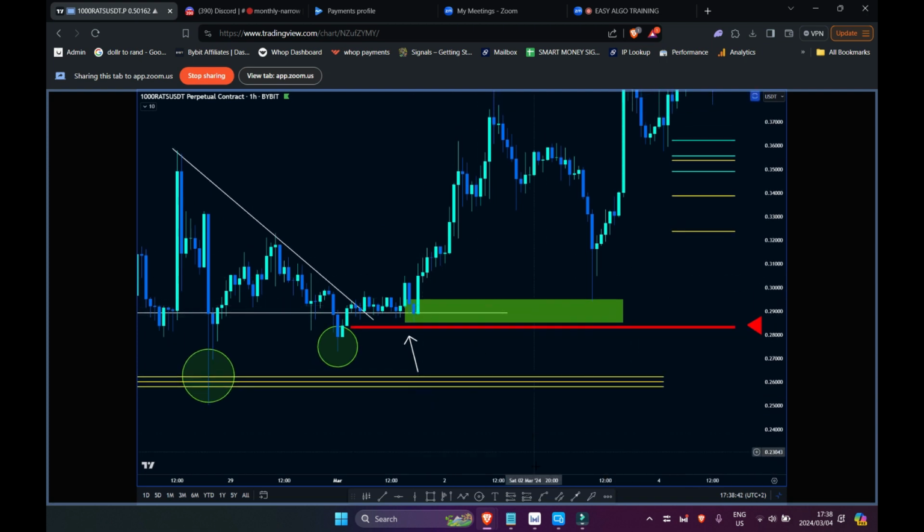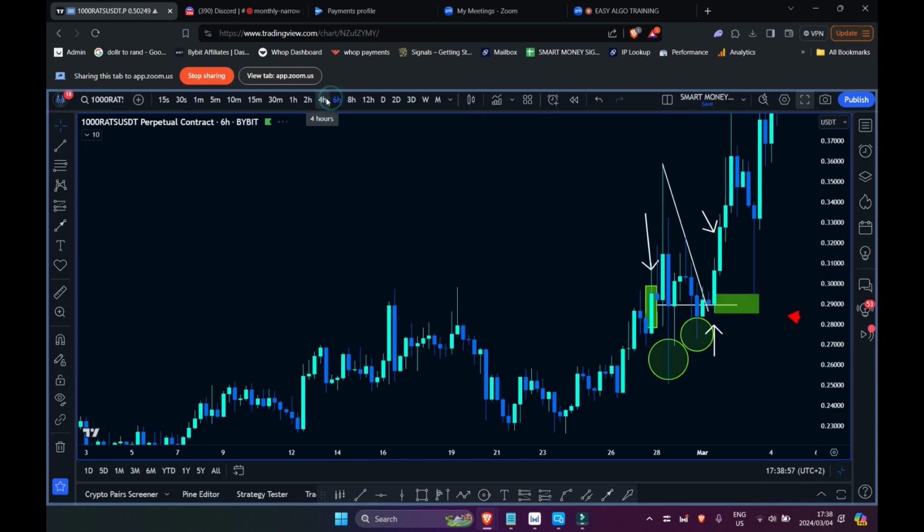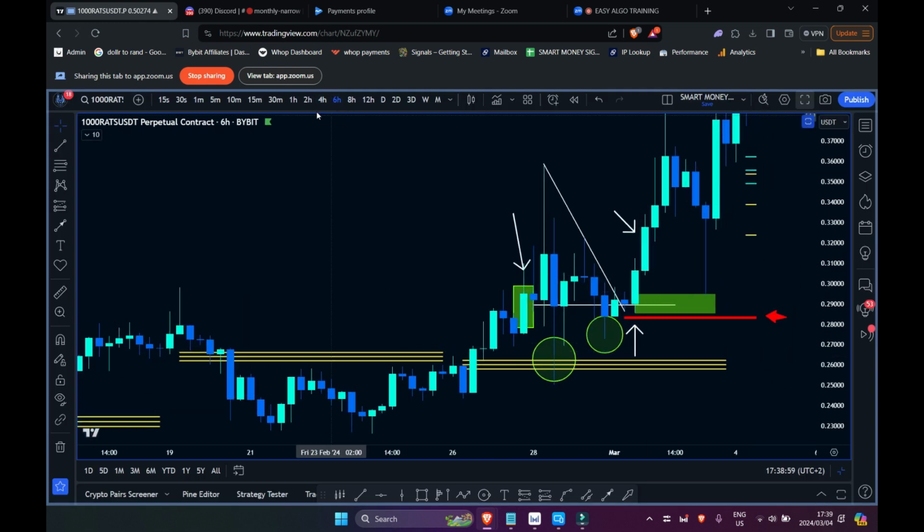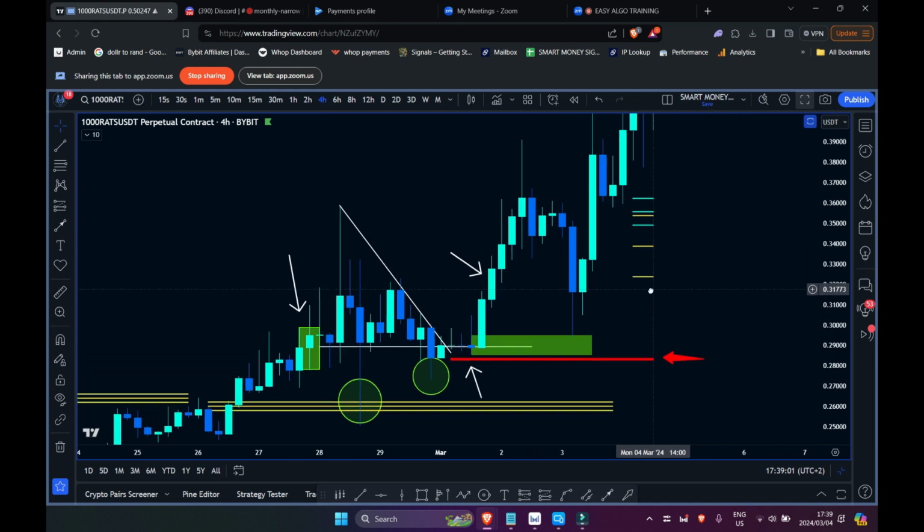And then what we got is this big movement over here, which left displacement, guys. See, this is displacement. Whenever we get price move very fast, we call it displacement of price. It's moving fast. And if I go into a higher time frame, you'll see it a bit clearer. So let me go to a 4-hour.